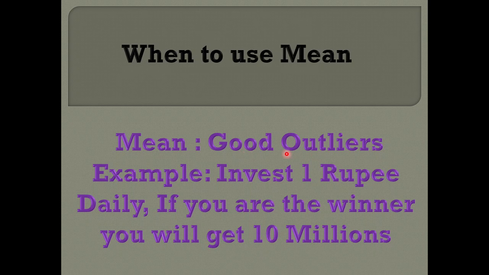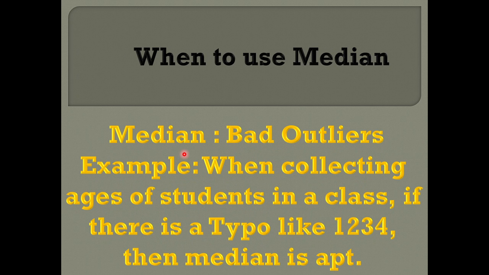And in the case of good outliers, mean is generally used. And if I have a look at where to use median, in the case of bad outliers, I have to use it. What is that? For example, if I am collecting the ages of students in a class, and if there is a typo, a typing mistake or error, and the error is 1234, nobody in this world has an age like 1234, right? The maximum age of any person will be 100.